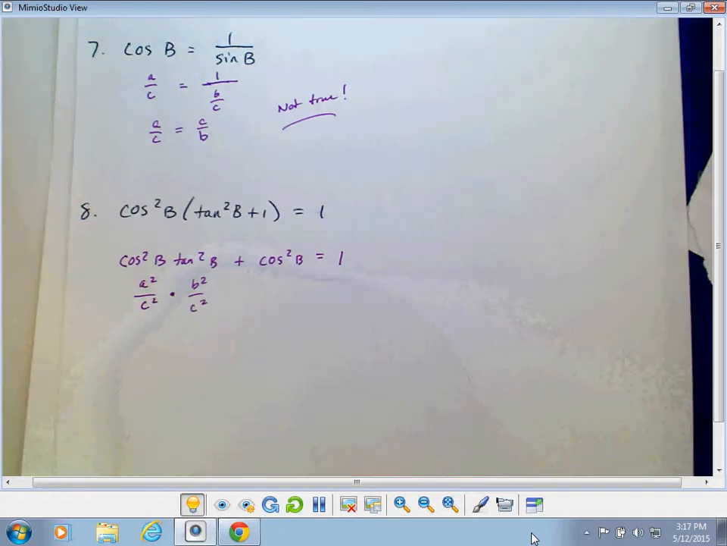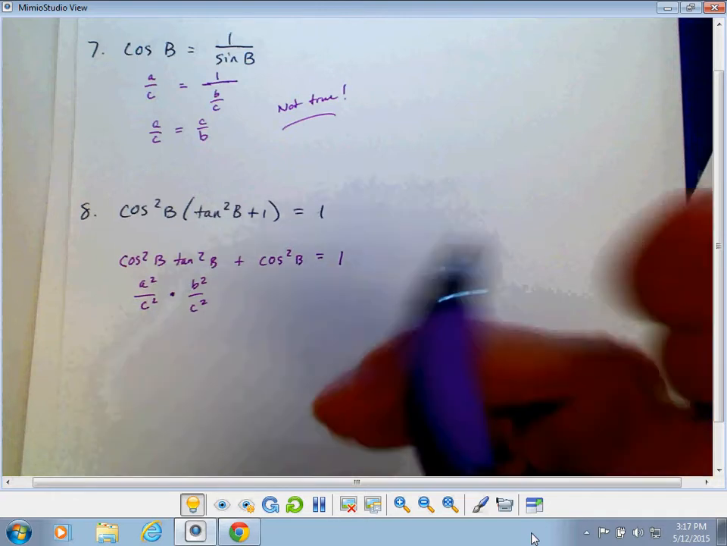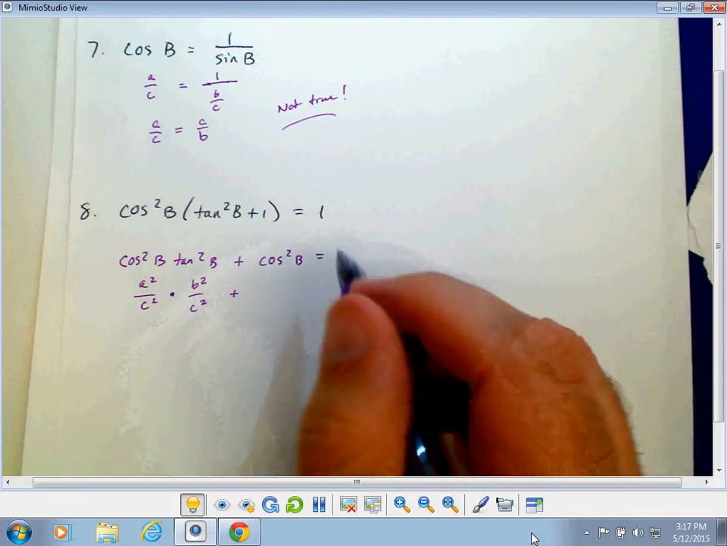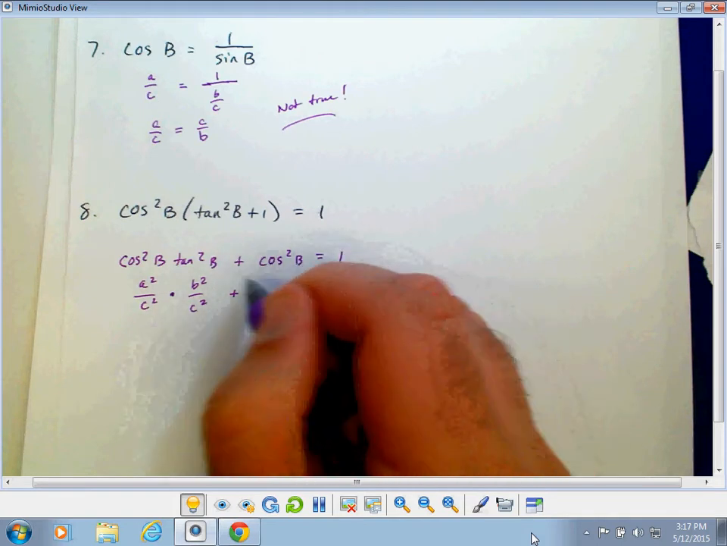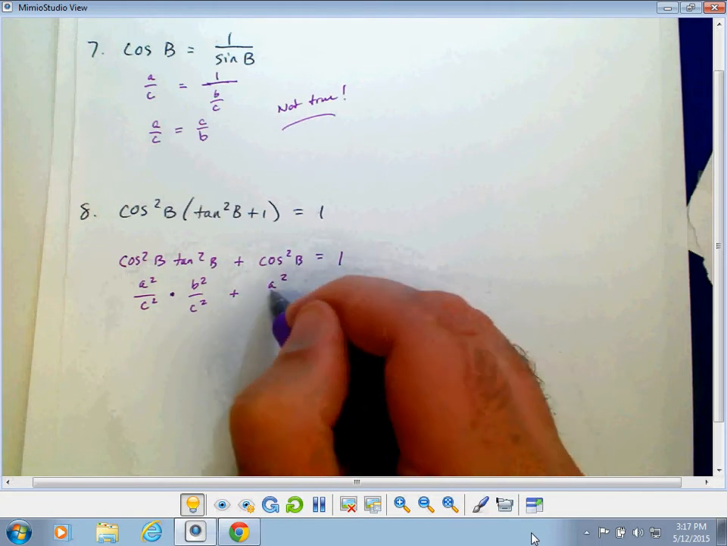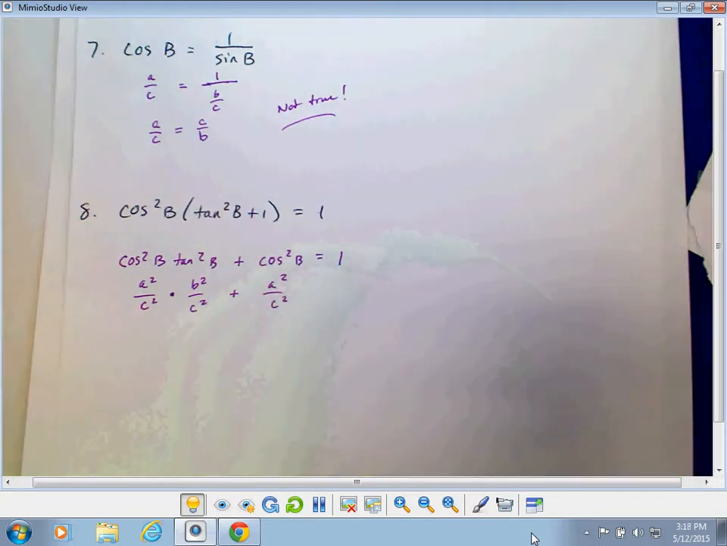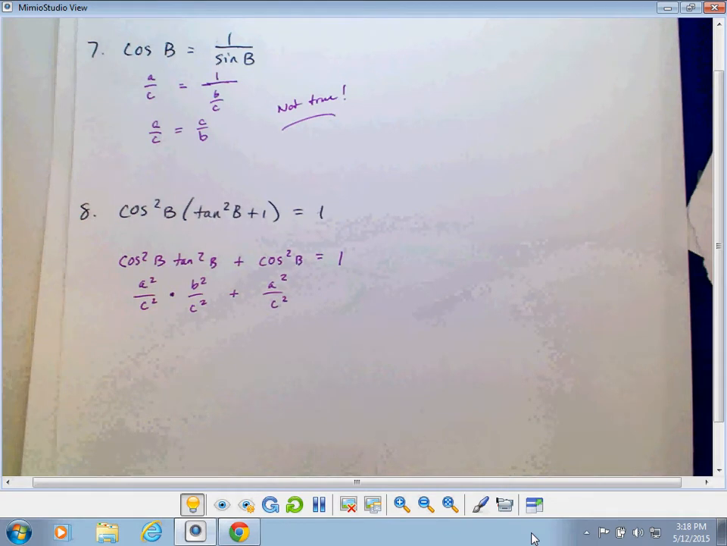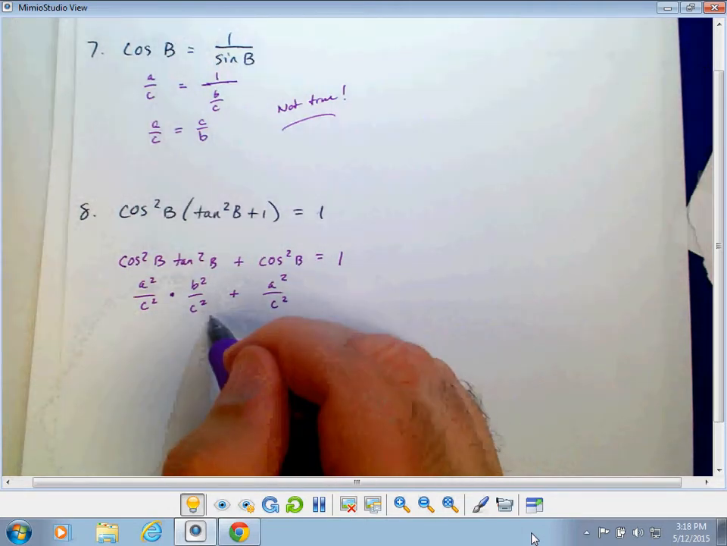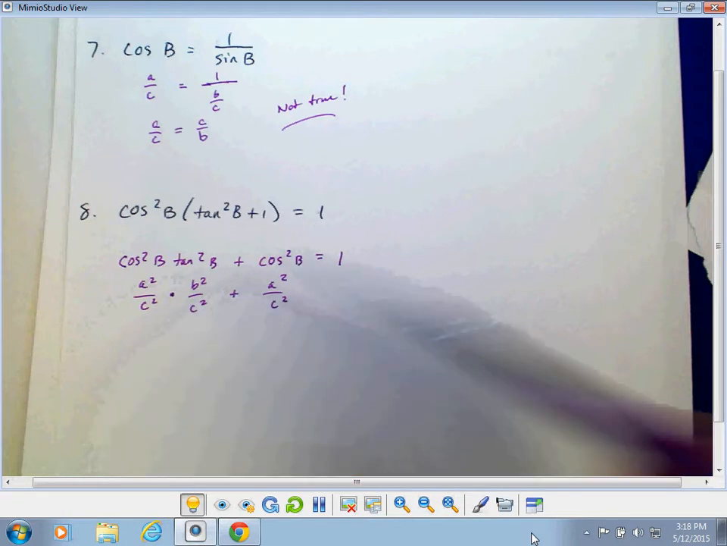Let me make sure I did that right. Yeah, I did. Okay. Plus cosine squared of B, which is the same thing we had earlier, A squared over C squared. So we have to multiply these things together and then try to add them. We'll see what happens.